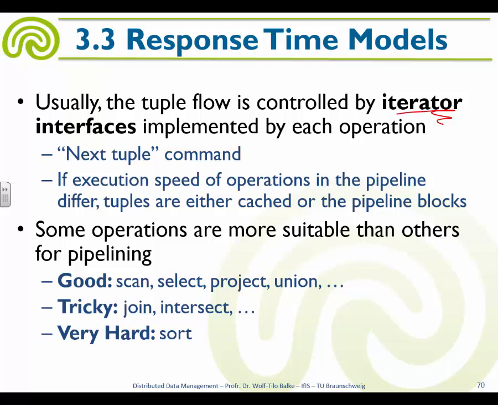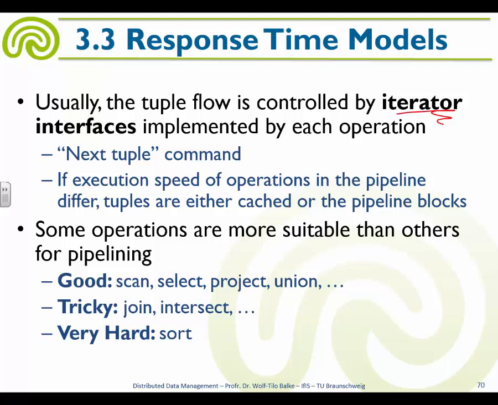Of course, if the execution speed of operations in the pipeline differ, then you need some intermediate storage. You need a priority queue or something like that, right? Where the tuples add up and then are taken one by the next operators. There are more expensive predicates like joins. There are simpler predicates like selections, right? They work on different times for each tuple.